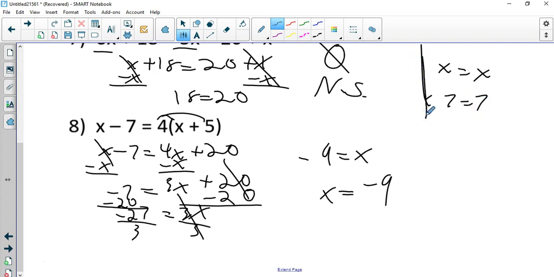If I end up with a true statement, then my answer is this funky R, all real numbers. Every number makes it true. So just remember that. You can have no solution or all real numbers. True or false statement.